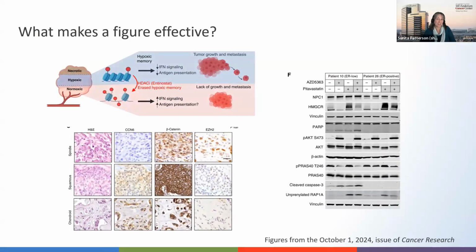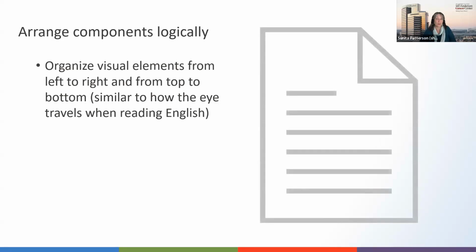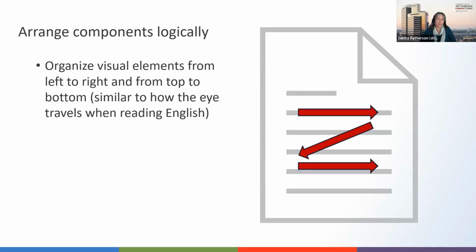What makes a figure effective? Primarily, it's clear and easily understood by the reader. So the first thing to think about in designing a figure is how to arrange the components in a clear and logical fashion. We recommend organizing visual elements from left to right and from top to bottom. For individuals who are used to reading in English, this is how the eye naturally travels, like reading through a page of text. Let's look at a couple of examples of how to design figures accordingly.